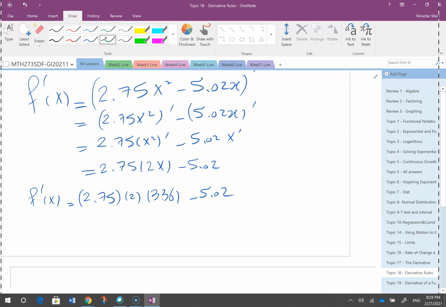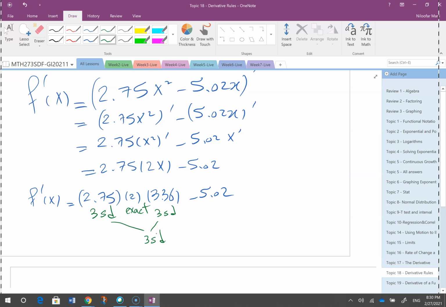If I tell you the answer is approximate, I want you to round it. How do you round here? 3 significant digits. This is exact because it comes from the power, that's power 2, it comes beside. So I don't consider it, so this is 3 significant digits. Then I use my calculator to find the answer: 2.75 multiplied by 2 multiplied by 3.36.